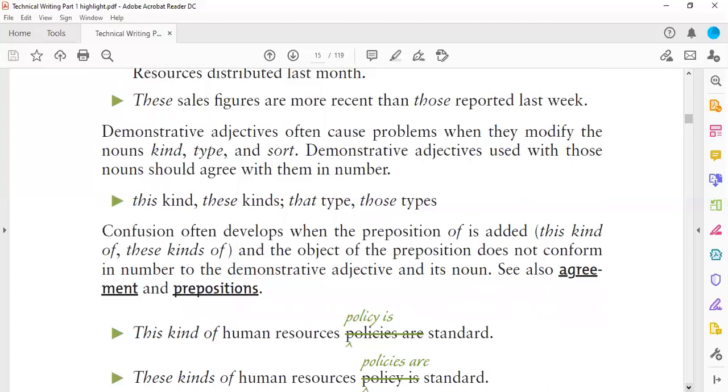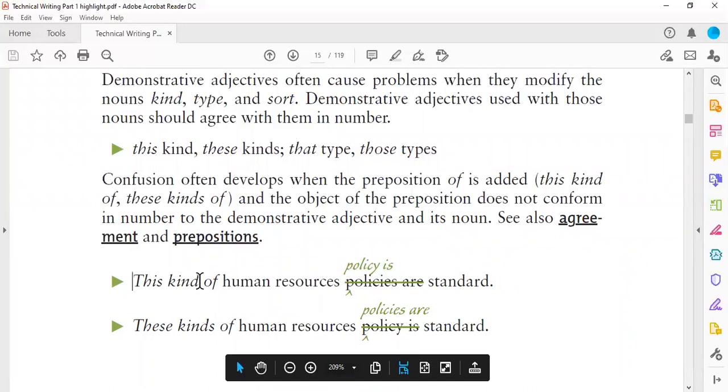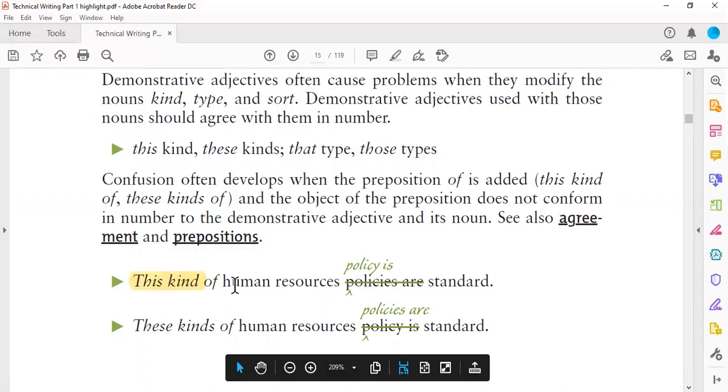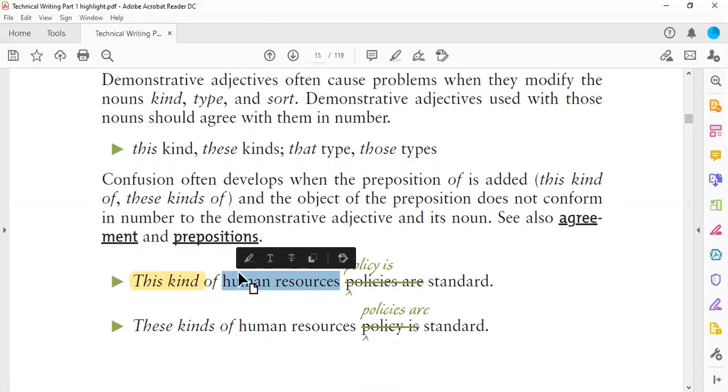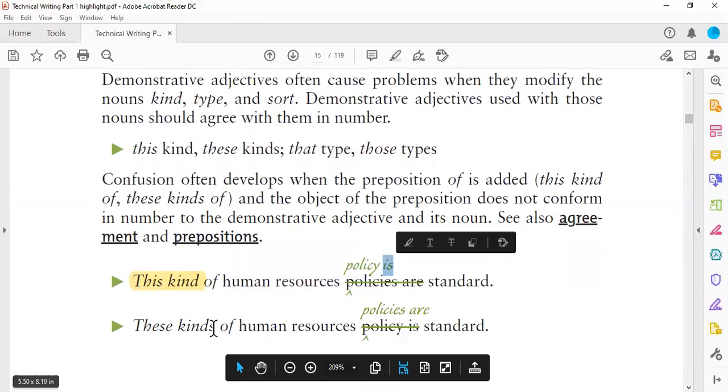Here you have to understand what is the subject of this sentence. The subject of this sentence is this kind, okay? And if this is the subject, then it is singular, right? This kind is singular. It's not the human resources. I know that human resources is plural, but that is not the subject. The subject of this sentence is this kind. So that's why we have the right verb is. But here we have these kinds, and that's why we use are here. Okay.